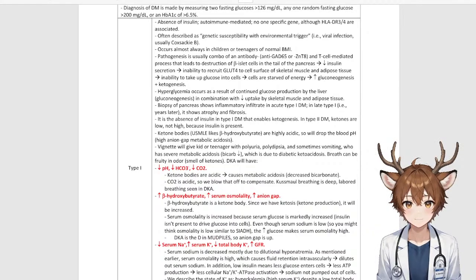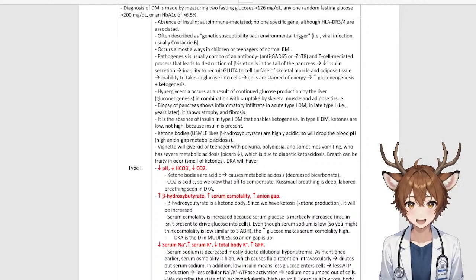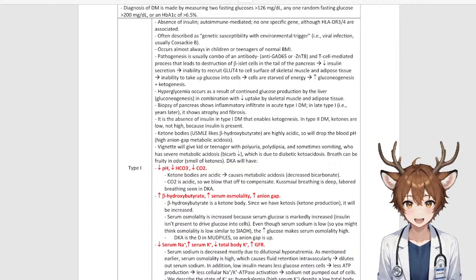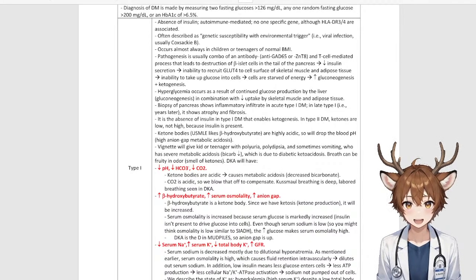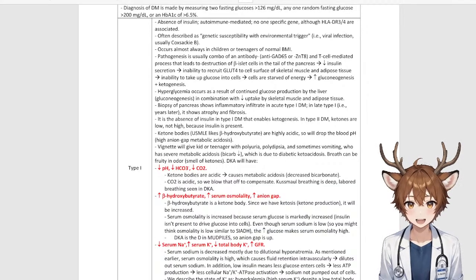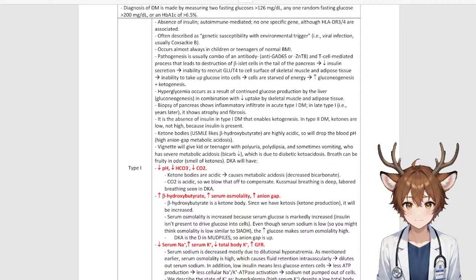Insulin isn't present to drive the glucose into cells. Even though serum sodium is low, so you might think osmolality is low, similar to SIADH, the elevated glucose makes serum osmolality high. DKA is the D in MUD PILES, so anion gap is up.